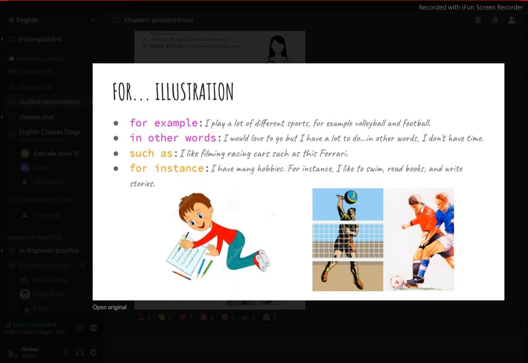So the first one is I would love to go, but I have a lot to do. In other words, I don't have time. Okay, so now let's read the other example. I like filming racing cars, such as this Ferrari. Okay, next slide.